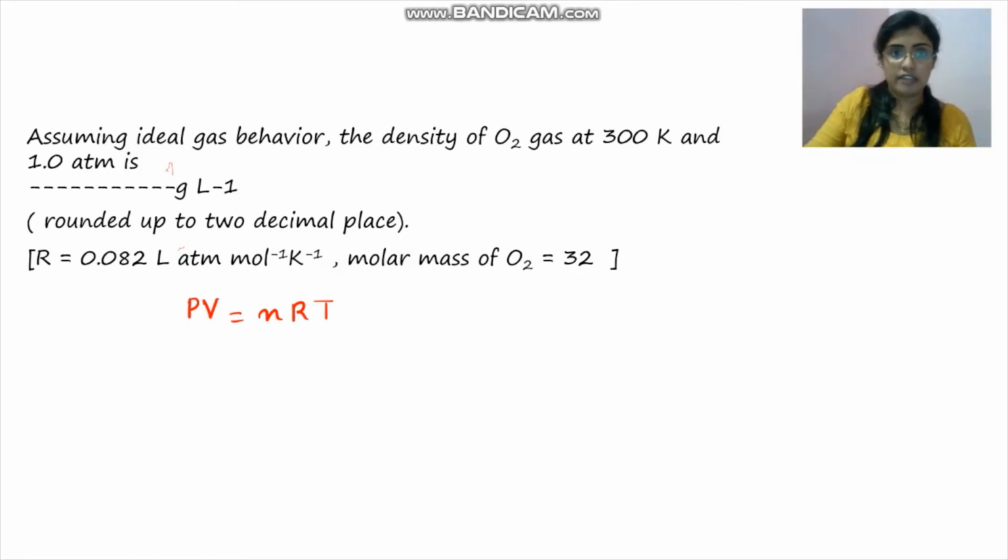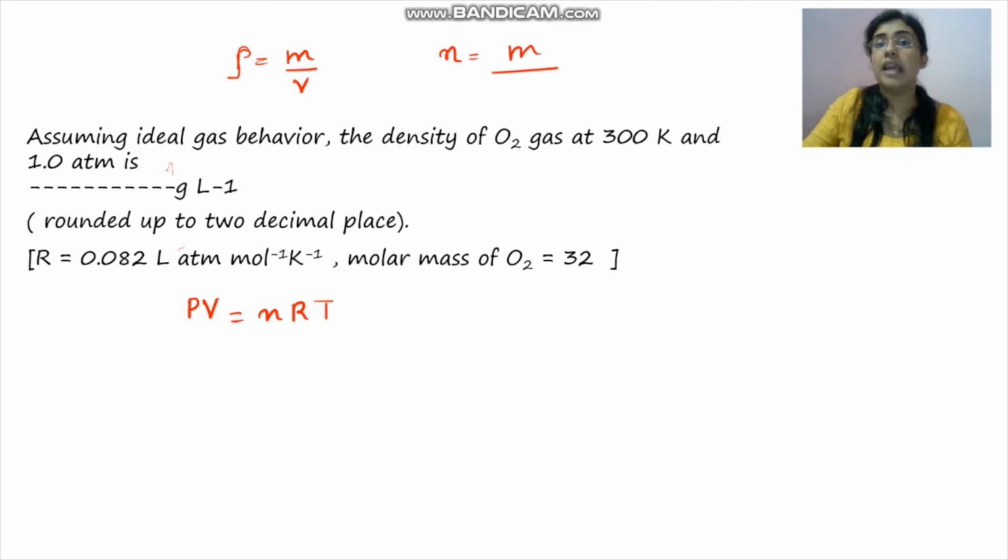Density rho is given by mass by volume, and we know that the number of moles is given by mass by molar mass. So I have the number of moles in my equation. Instead of the number of moles, I can substitute mass by molar mass there, and arrive at the density equation. From PV = nRT, I can derive an equation for density.